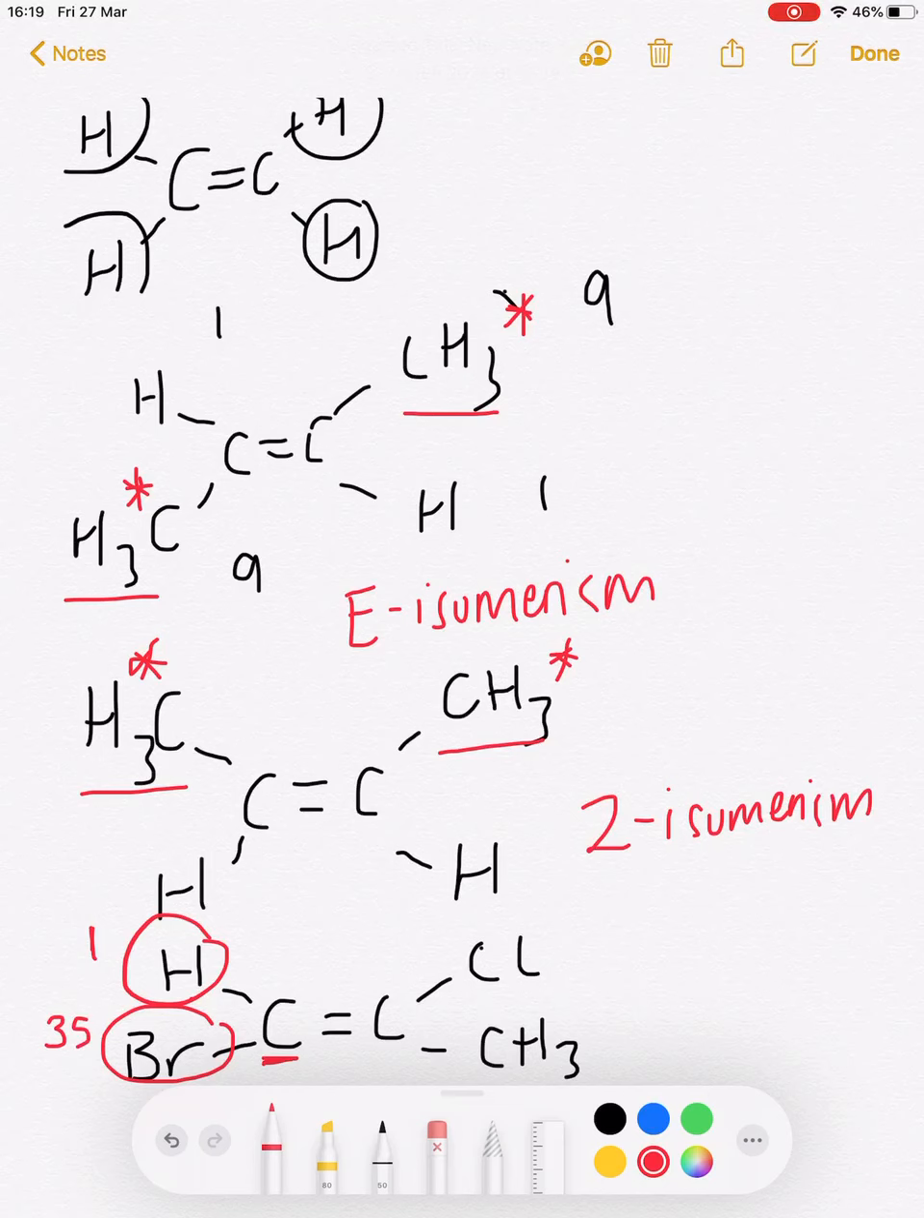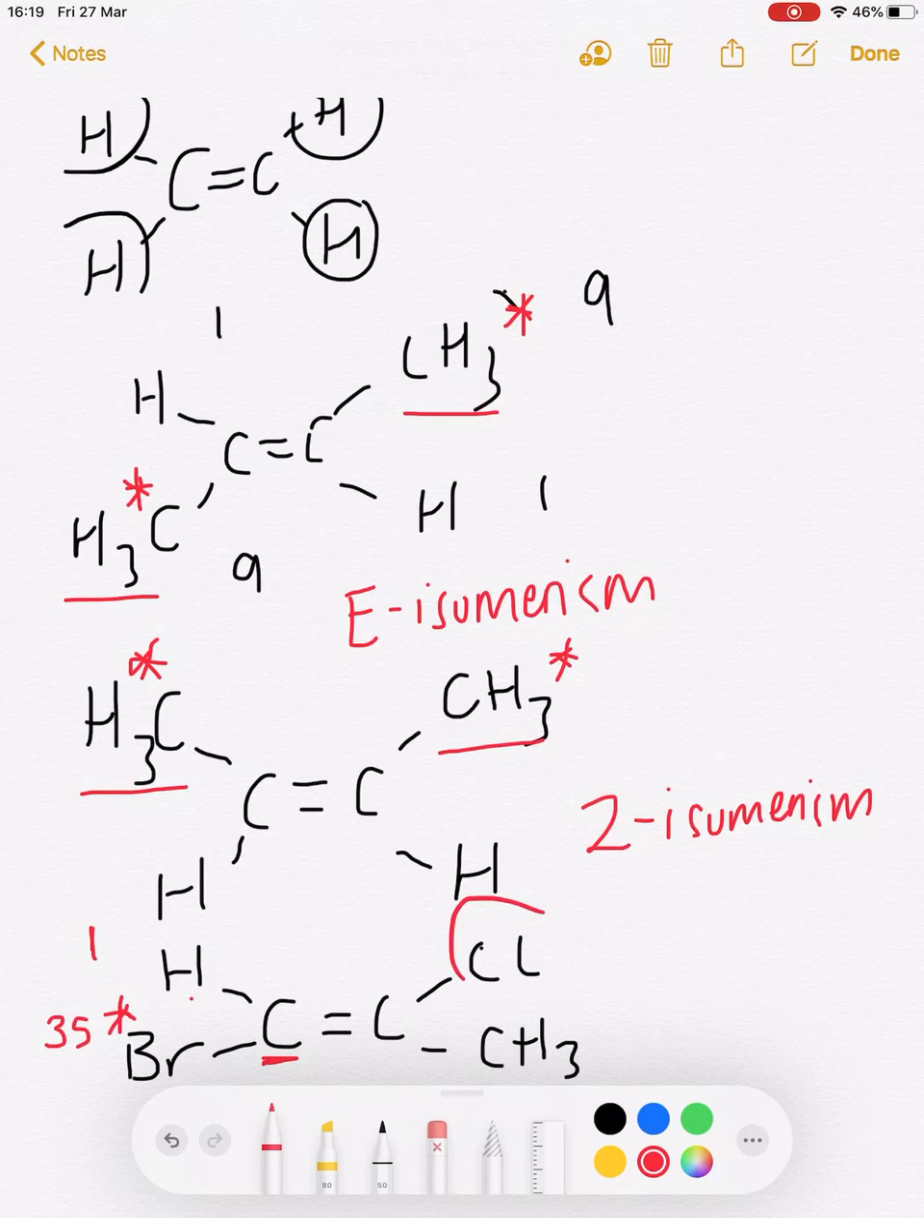But actually, let me very quickly check a periodic table to check I'm telling you the correct thing. Give me a moment. Br, yes, it's 35. As a result, the Br has a higher atomic number, meaning that it has a higher priority. So the Br is the higher priority.